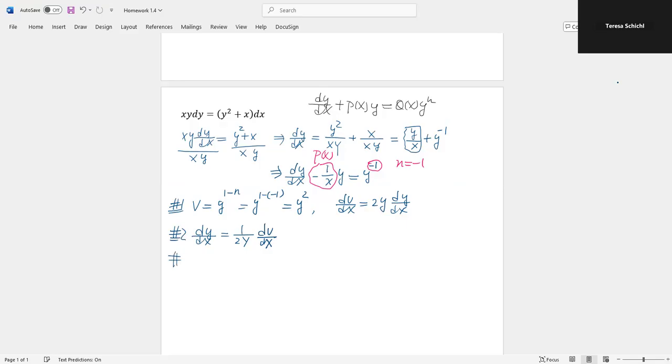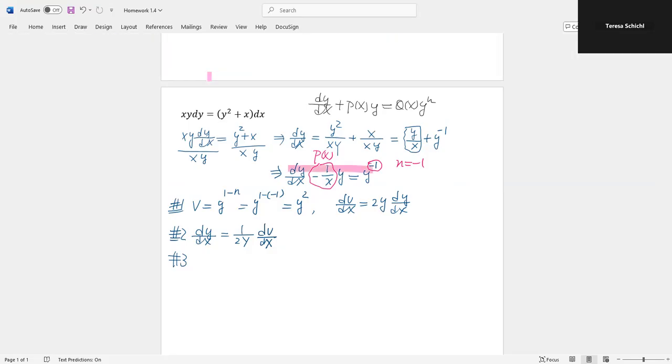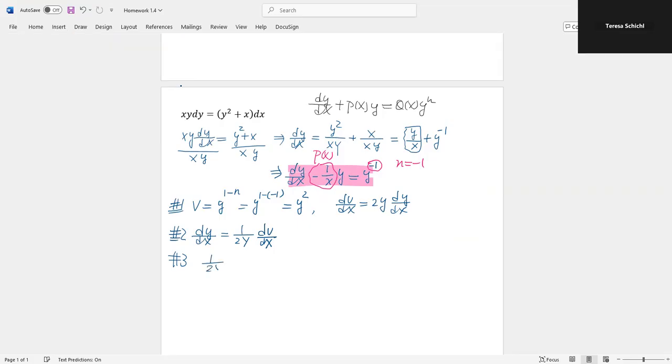Then step number 3, let's replace into my original equation. Let me highlight this one. I'm going to replace the dy/dx with dv/dx. We see dy/dx is 1 over 2y dv/dx, so I can write 1 over 2y dv/dx. Now I hold the other things here: minus 1 over x times y, equal to y to the negative 1.